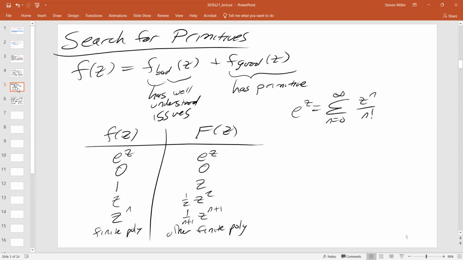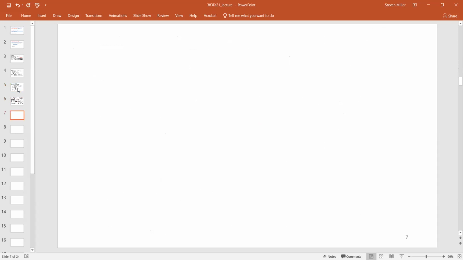So the question becomes, what if we had an infinite polynomial? What if f of z equals the sum, n goes from 0 to infinity, of a_n z to the n, and it converges absolutely in an open set omega?